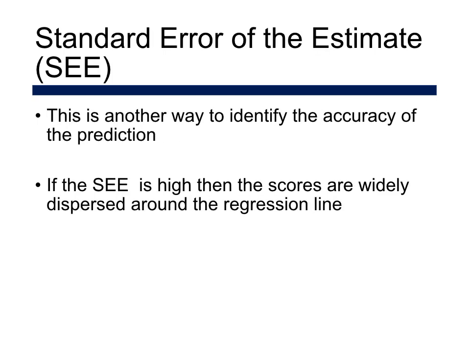The standard error of the estimate is another way to identify the accuracy of the prediction. And I'll refer to standard error of the estimate as SEE. If the SEE is high, then the scores are widely dispersed around the regression line, and it means that there's a larger degree of error. If the number is smaller, it tends to indicate a lower degree of error.